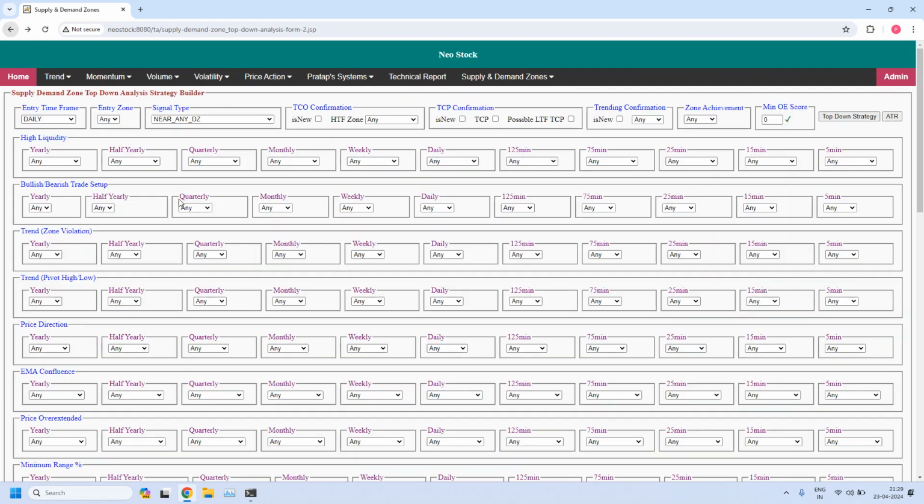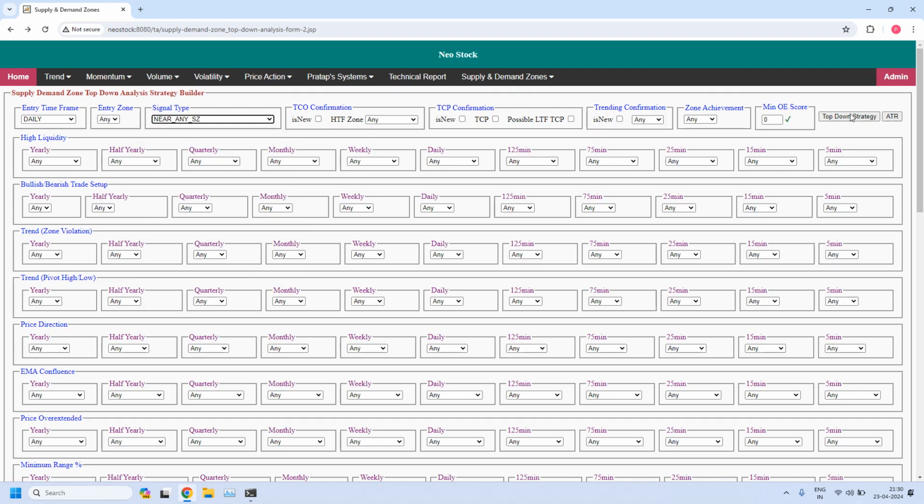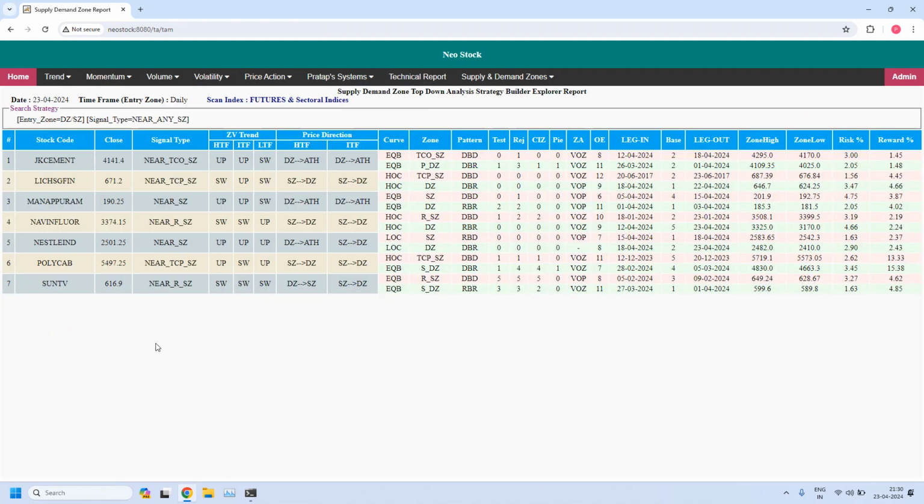So let me go back. For daily time frame, let us find the stocks near daily supply zone. So these 7 stocks are filtered. Let us find the high liquidity supply zones from this list. Stocks near high liquidity supply zones.